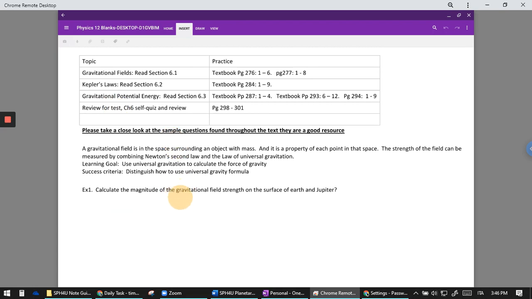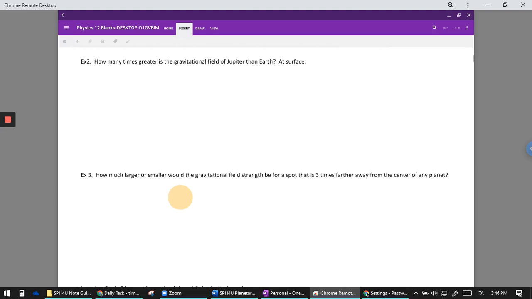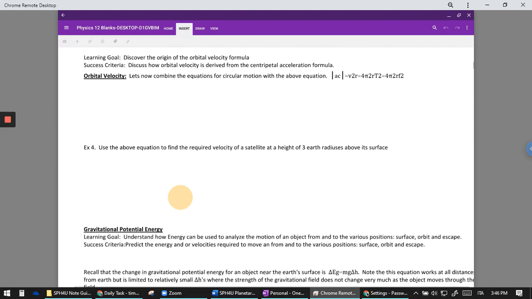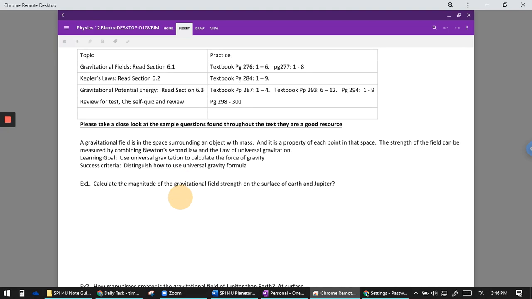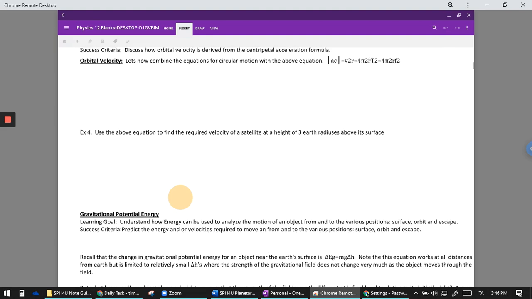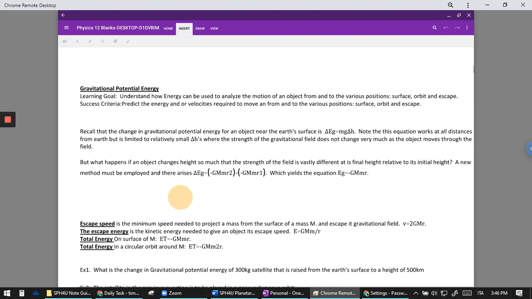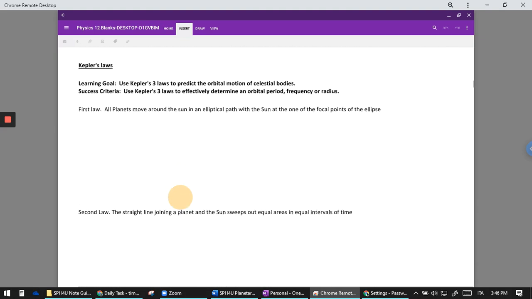All right, I'll probably go through the questions found in the note guide here, just several examples, right? I think I do gravitational fields first. Okay, that's this first several examples. Then tomorrow I'll do gravitational potential energy. Okay, and then lastly I'll do Kepler's laws.